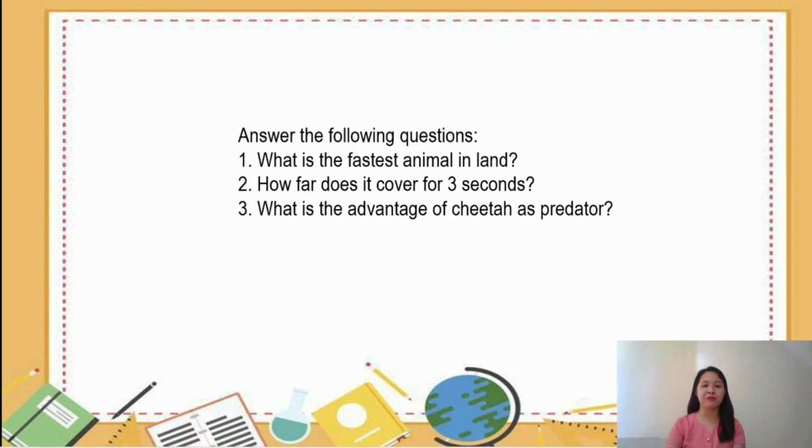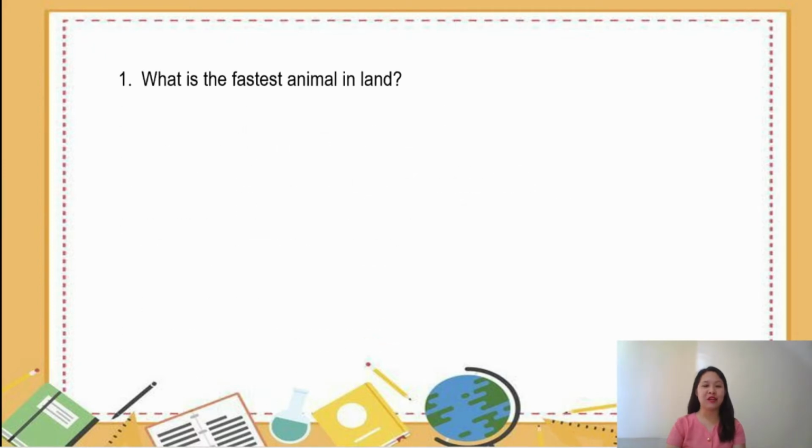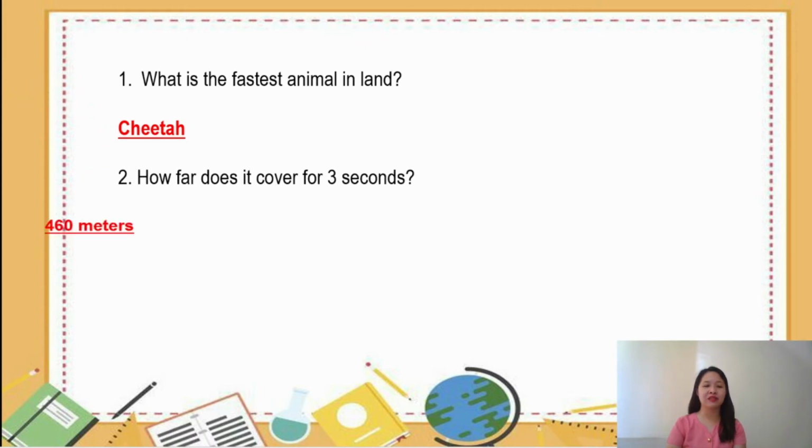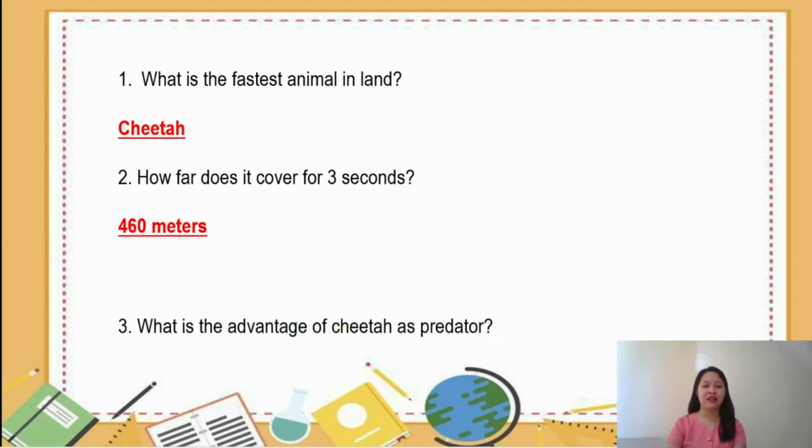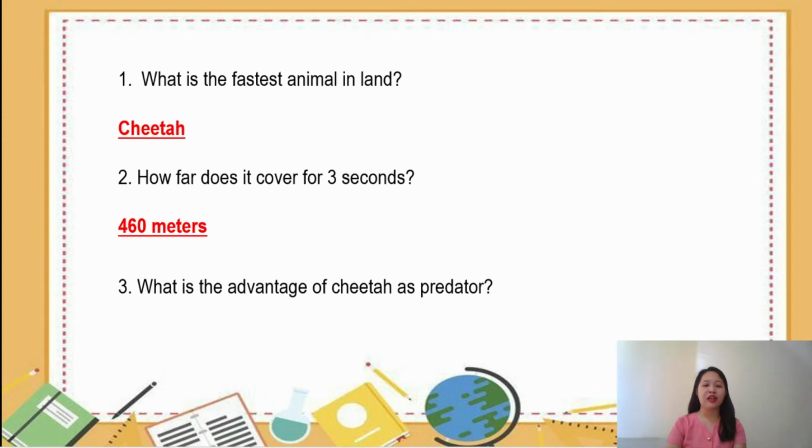Okay, time's up. Let us check. Number 1. What is the fastest animal on land? The answer is correct. Cheetah. Number 2. How far does it cover in 3 seconds? You got it right. 460 meters. And last, number 3. What is the advantage of the cheetah as a predator? Yes, its fast speed.